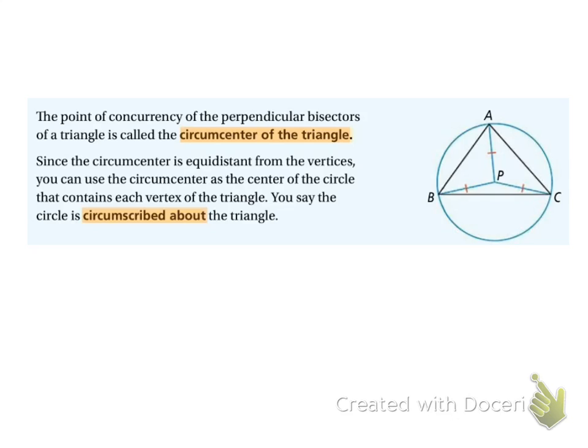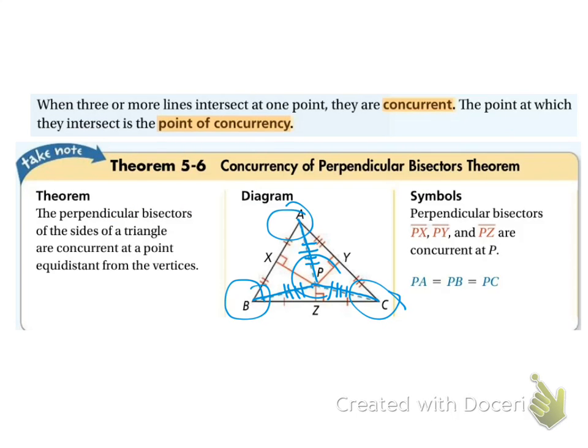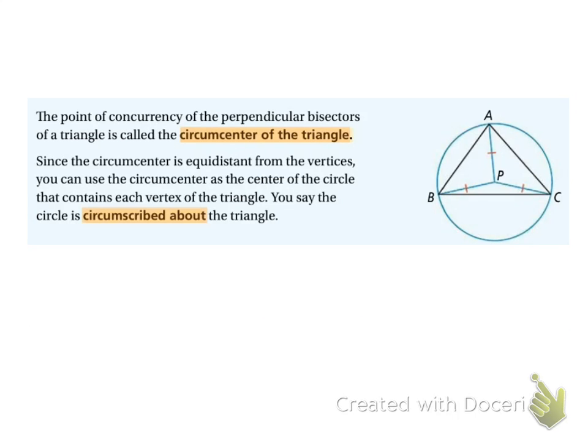Okay, the point of concurrency of the perpendicular bisectors, so the point P over here in the middle, is called the circumcenter of the triangle. And since it is equidistant from the vertices, right? It's the same distance here, that's the same distance, that's the same distance. We can draw a circle around it, and those are radii, or radiuses. So we can take a circle, and it is circumscribed about the triangle.